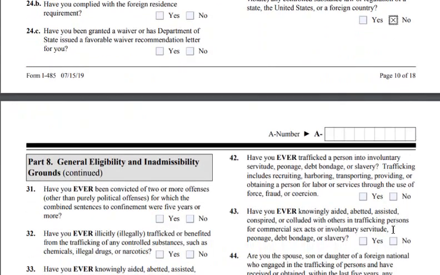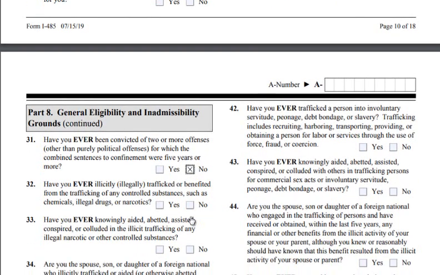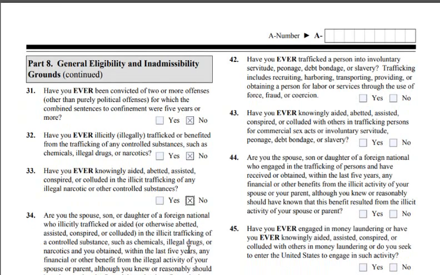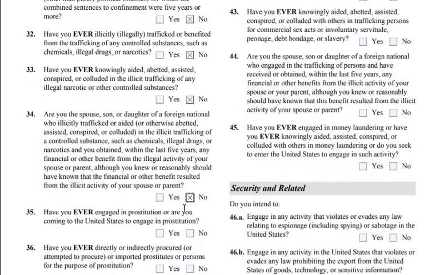Have you ever been convicted of two or more offenses? Yes or no. Have you ever illegally trafficked or benefited from trafficking in controlled substances such as chemicals, illegal drugs, or narcotics? Have you ever knowingly aided, abetted, assisted, conspired, or colluded in illicit trafficking of any illegal narcotic or other controlled substance? Yes or no. Is your spouse, son, or daughter a foreign national who illicitly trafficked or aided? Yes or no.